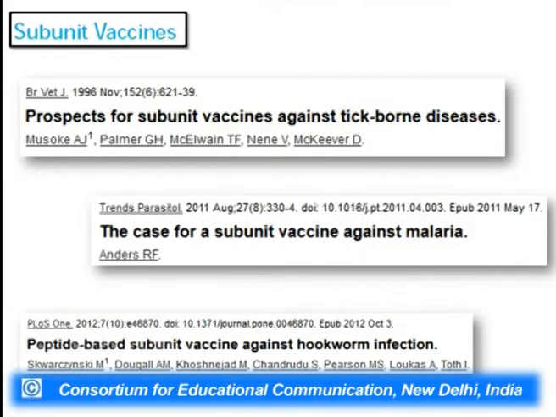Now, the subunit vaccines. First of all, in 1996 the prospect for a subunit vaccine against tick-borne diseases was produced. Following that, in 2011 a subunit vaccine was produced against malaria. Then of course, in 2012 a peptide based subunit vaccine was produced against hookworm infection. These are a few of the research papers wherein the concept of subunit vaccines was used to take care of tick-borne diseases, hookworm infection, or even malaria.